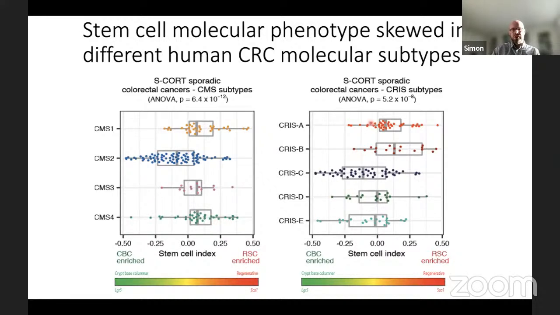And that holds true for the intrinsic signature, where CRIS-B is the equivalent of CMS4, and CRIS-A is the equivalent of CMS1, with CRIS-C, D, and E being representations of CMS2 and 3. So again, skewing of the microsatellite unstable and stromally rich tumors towards the regenerative side, skewing of the APC-driven tumors towards the CRIT-based columnar side.